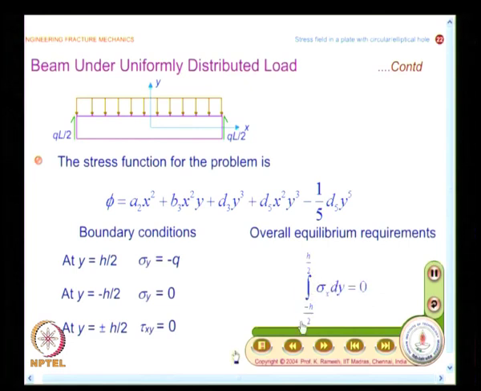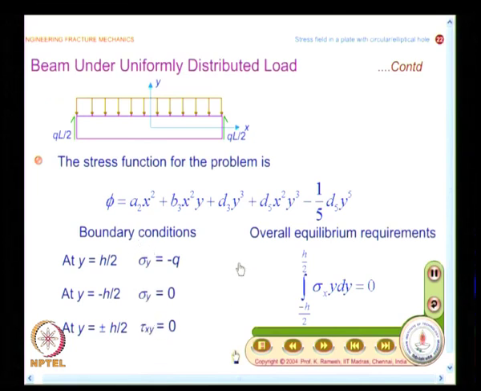So, I have integral from minus h by 2 to h by 2 of sigma x dy equal to 0, the net force is 0, and you also have integral from minus h by 2 to plus h by 2 of sigma x y dy equal to 0. So, this gives you the moment. And if you look at the boundary conditions, it is possible for you to evaluate these coefficients. I am not getting into those details, and once you know what phi is, you can easily write the expression for sigma x, sigma y and tau x y.